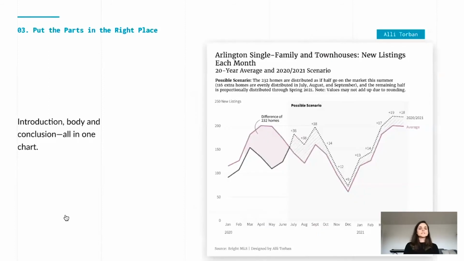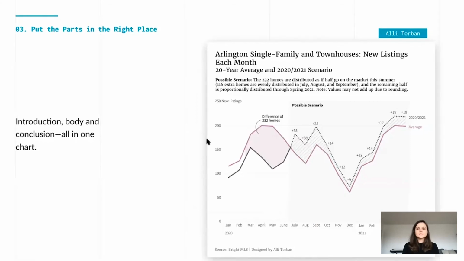But it can totally be done in a standalone visualization. So this is an example from Ellie Torben, which is just a simple line chart. She hooks us with a title and sets the context with a subtitle and a small explanatory paragraph. And the body of the piece is the line chart in the middle, or rather the two lines that you can see. With the information she's showing us, she takes us from the past to the present to the future.